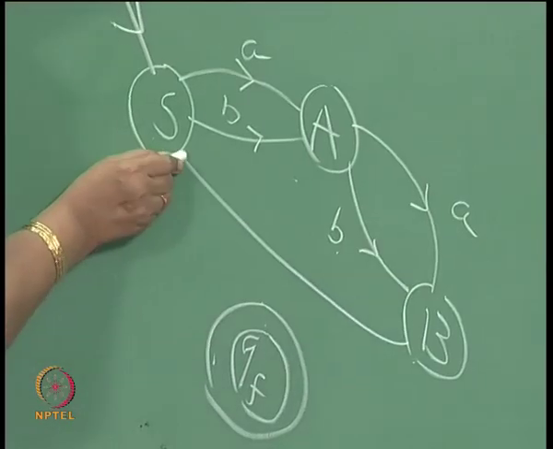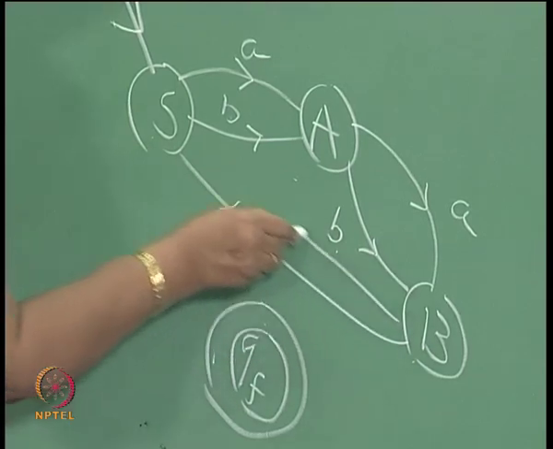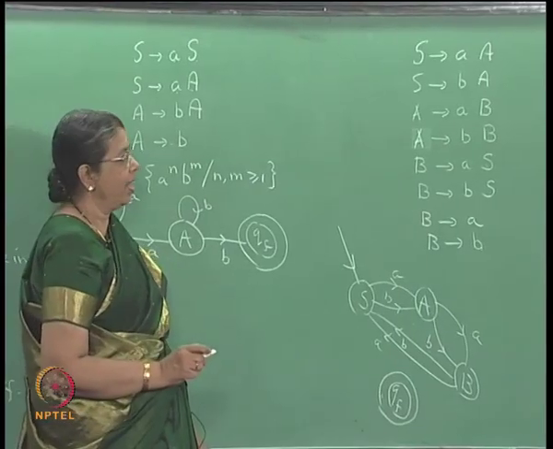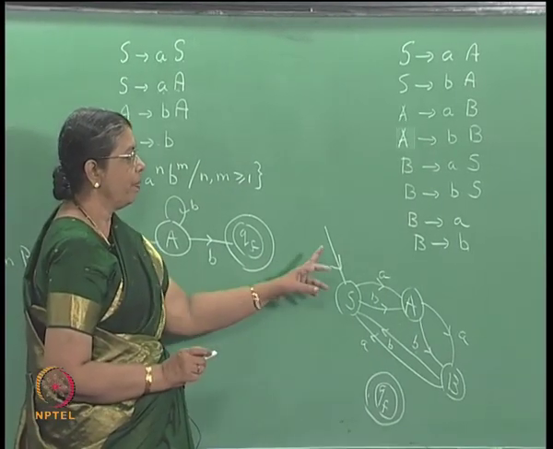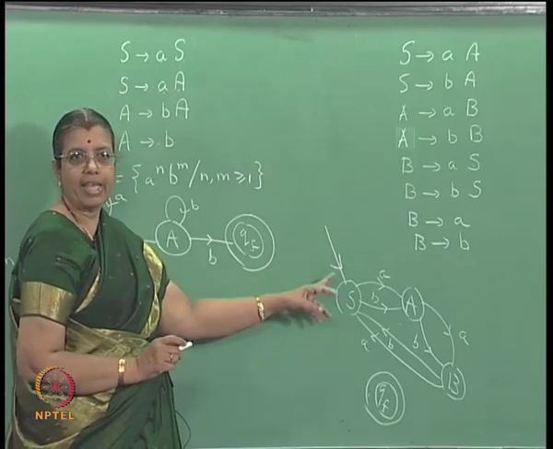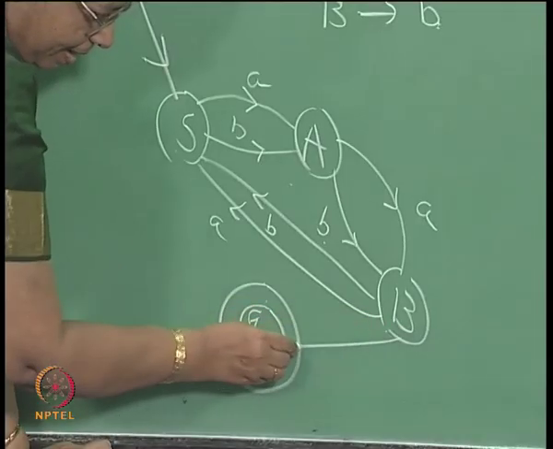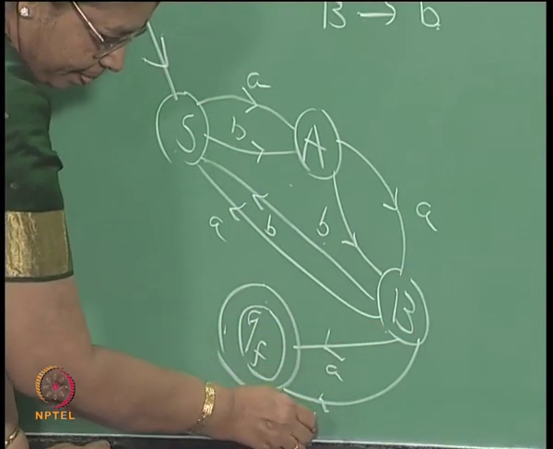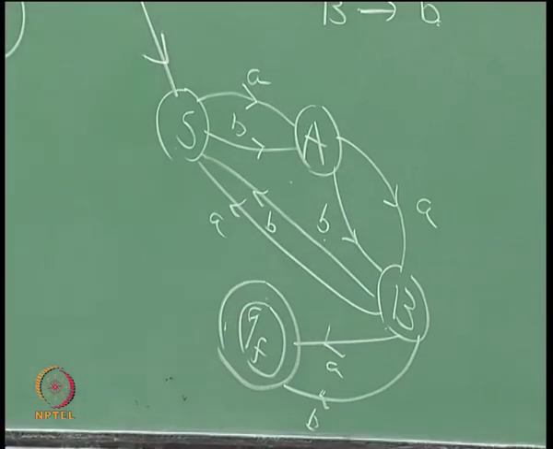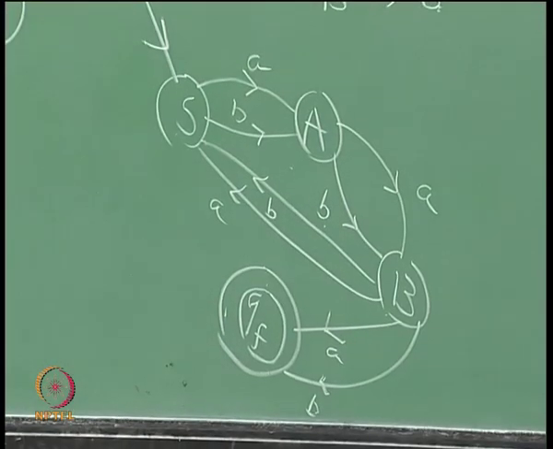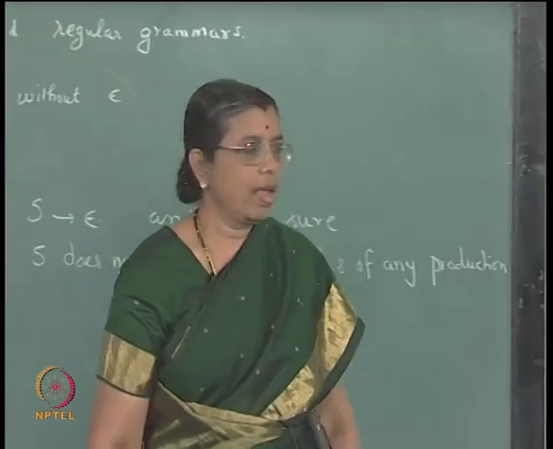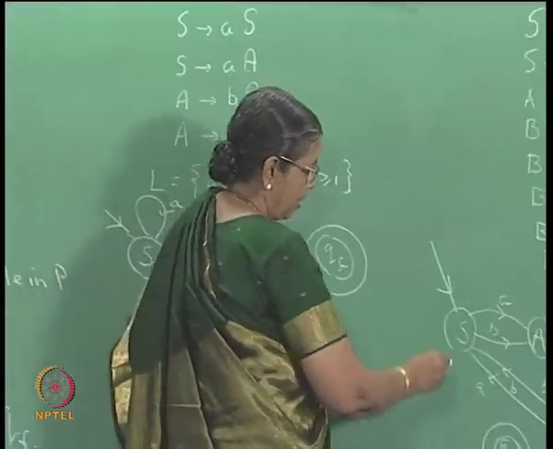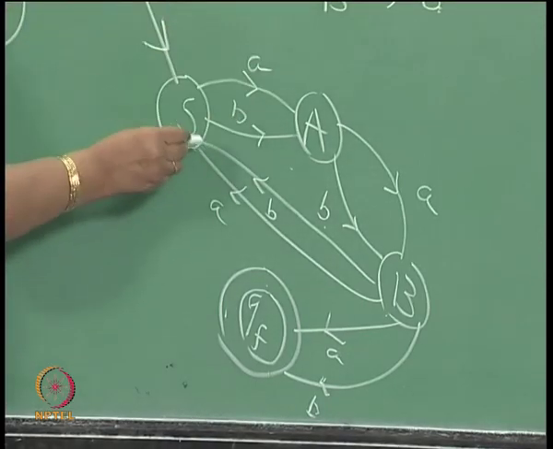The last 2 rules, from B, after getting a you can terminate. So, there will be an arc with label A, there will be an arc with label B. Note that this is a non-deterministic FSA, but it will accept the same set of strings as the language generated by this grammar.